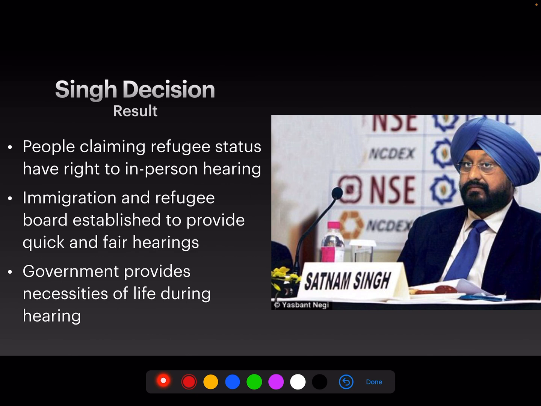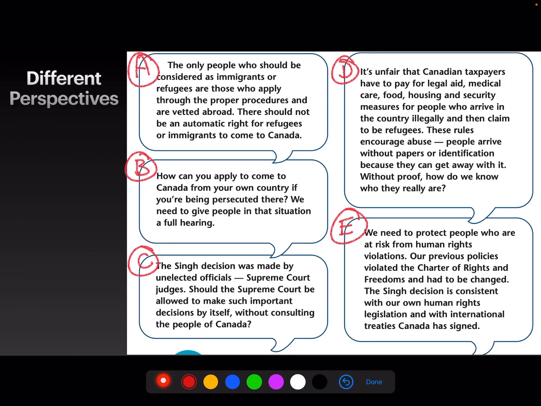The Immigration and Refugee Board has to be established to provide quick and fair hearings for these people, and the government has to provide the necessities of life during the hearing. So if you're coming as a refugee and you've got literally nothing, maybe a bag of a few clothes, they can help put you up in a temporary place to live and give you some money for food. You're not going to be living well. You're not going to be driving a Lamborghini, but you'll have enough to live while your case is being heard until you can find out whether you can stay in Canada. That is something the government will provide.